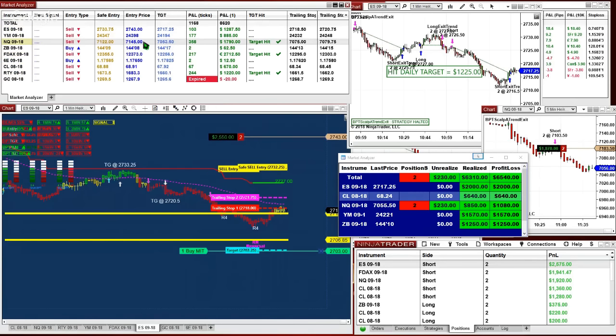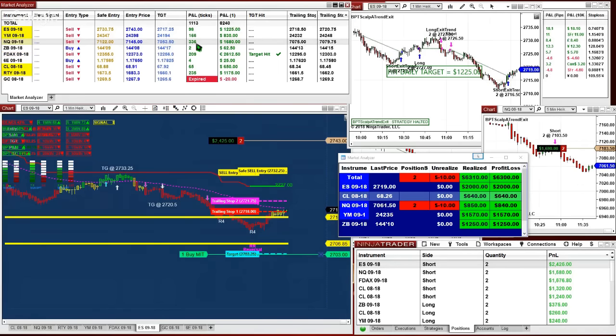And if you are taking a manual, it's the same entry as the auto trade. And then it tells you where your target is, 7053. Fair enough. This one here nailed 340 ticks on the Nasdaq.